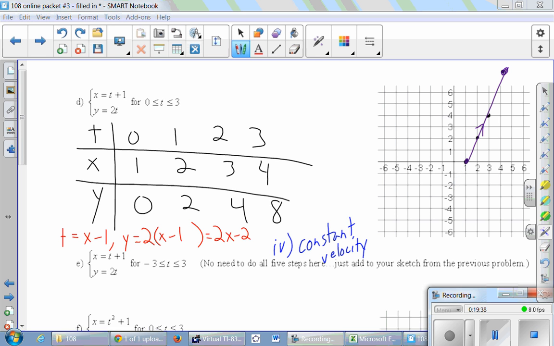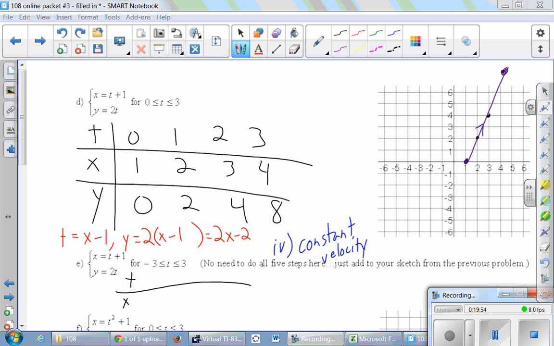Part E is quite similar, but here the domain, that is the t values, is extended. Instead of just stopping at 0, I'm allowing it to go back to -3. So we don't need to do everything all over again, we just need to extend our table a little bit.